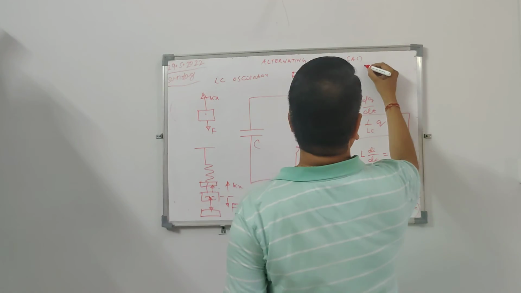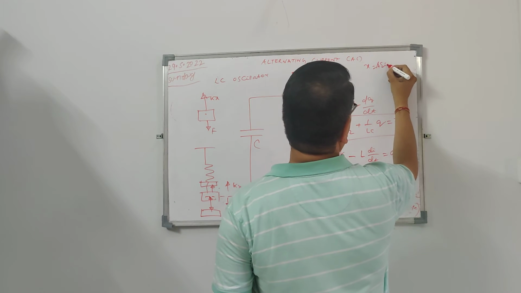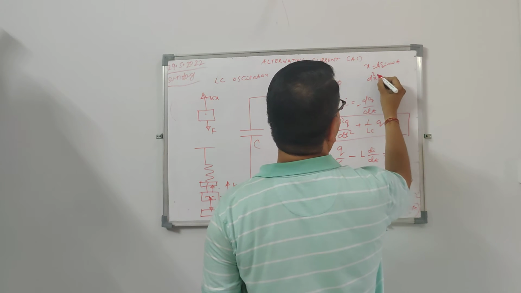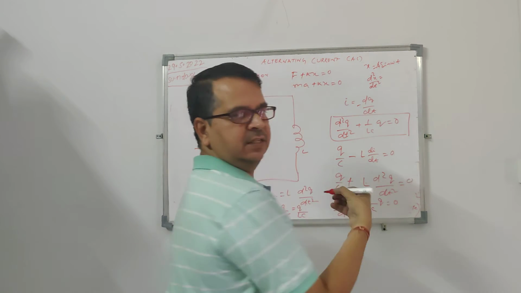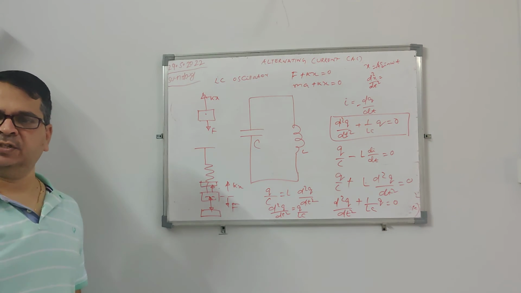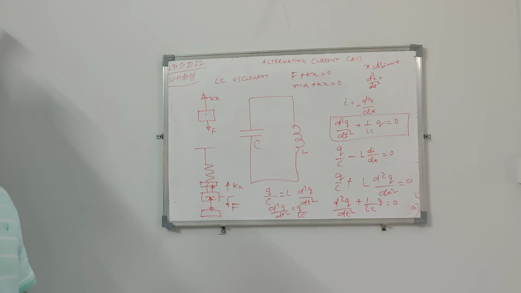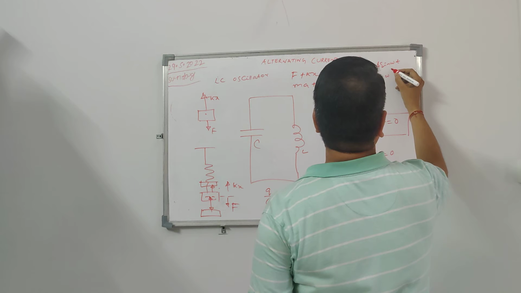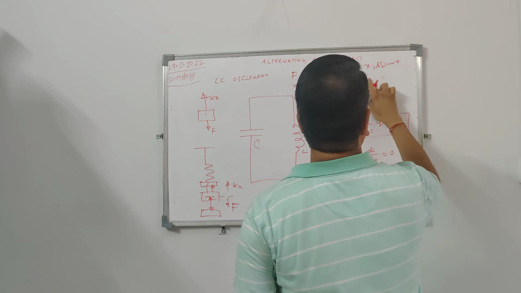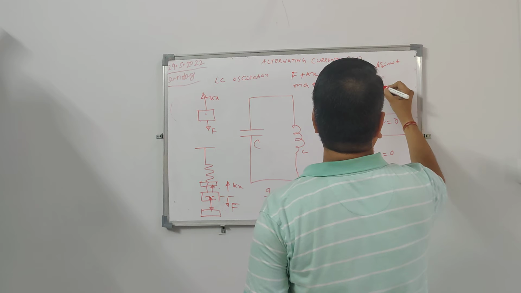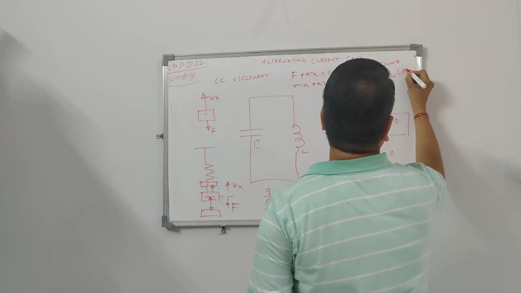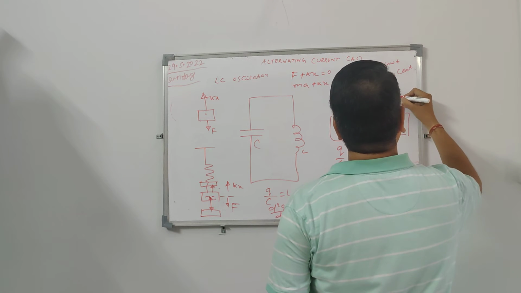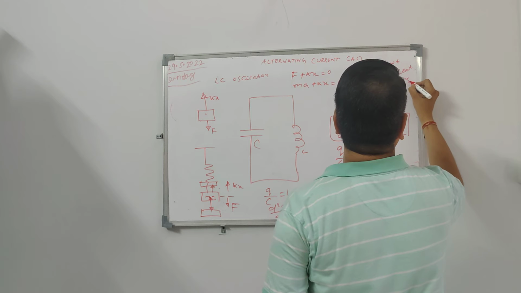And we have done that x is equal to A sin omega t, right? So the second derivative d square x by dt square is the acceleration. x here is displacement, so the second derivative of displacement is acceleration. First derivative dx by dt is equal to omega A cos omega t. So d square x by dt square is equal to minus omega square A sin omega t.